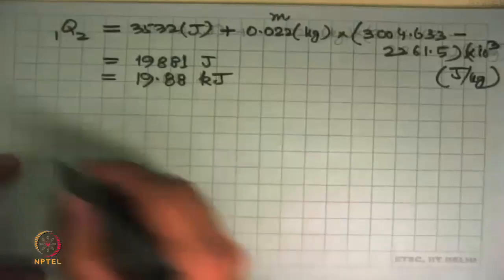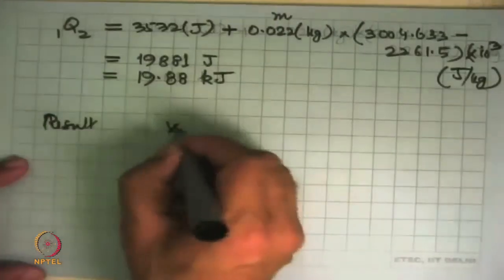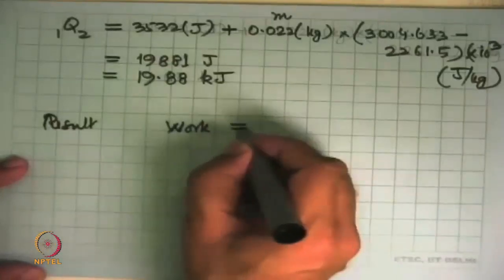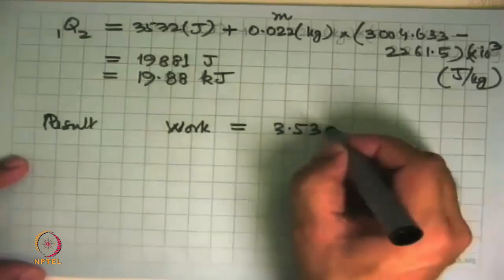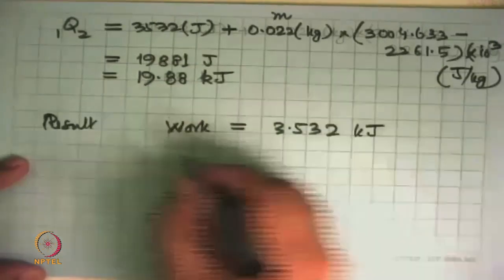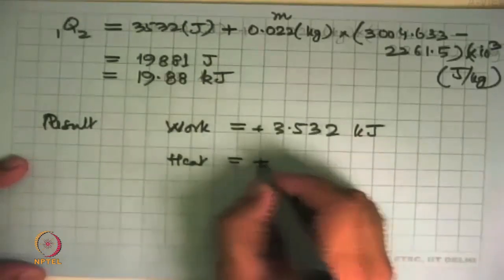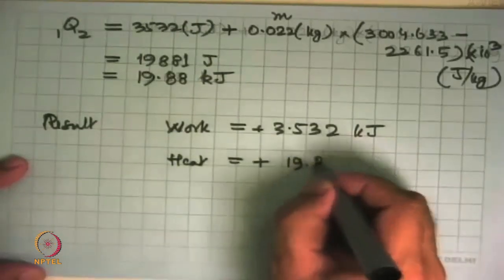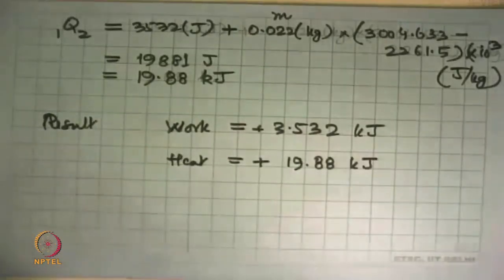So we have our answers now. The result: the work in the process, work output, was 3.532 kilojoules, and heat transfer, this is also positive, 19.88 kilojoules. Okay, so we have solved the problem.